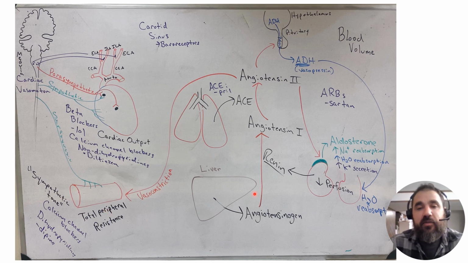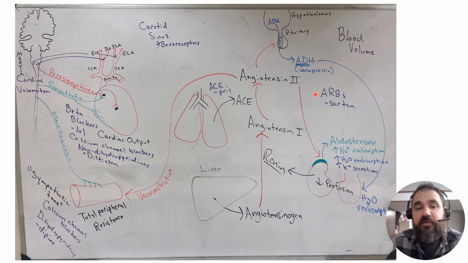Oh, we're going to love this. So we can give ACE inhibitors. ACE inhibitors end in pril, like ramipril, lisinopril. There's a bunch of them. Enalapril. So they're going to block ACE, hence ACE inhibitors, angiotensin converting enzyme inhibitors. You'll have less angiotensin 2, less ADH, less vasoconstriction, less aldosterone, and lower blood pressure.